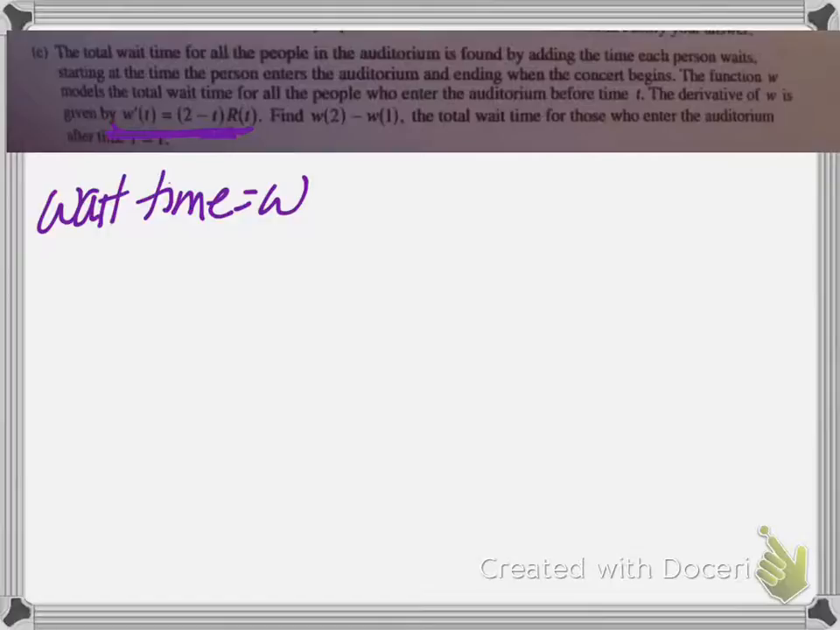Okay, so they're saying to find W of 2 minus W of 1, the total wait time for those who enter the auditorium after time t equals 0. So this is the wait time for people that arrived at 1 hour, at t equals 1, and then through t equals 2 when the door closed. Okay, that's what we're doing.